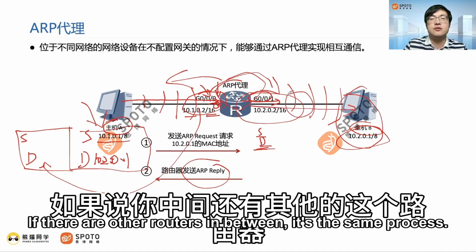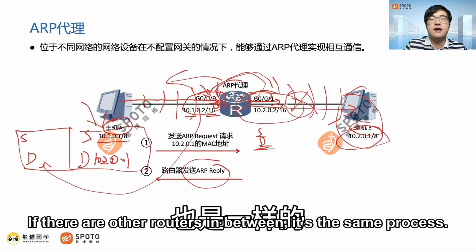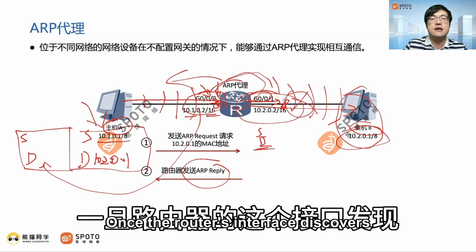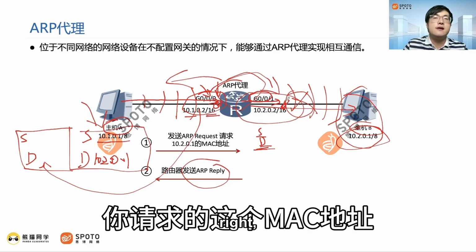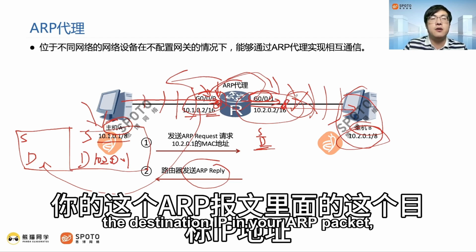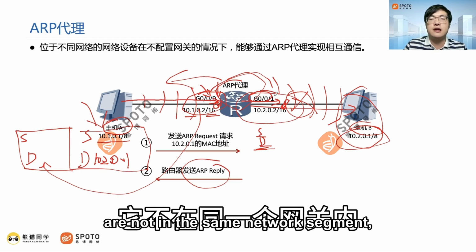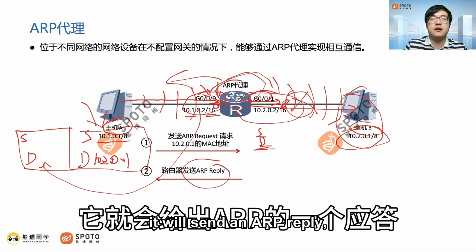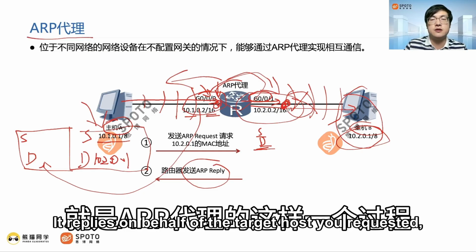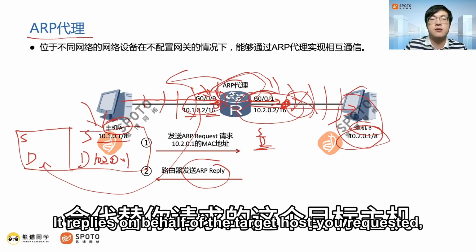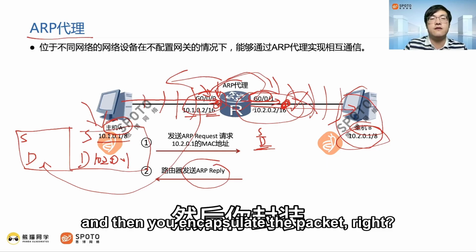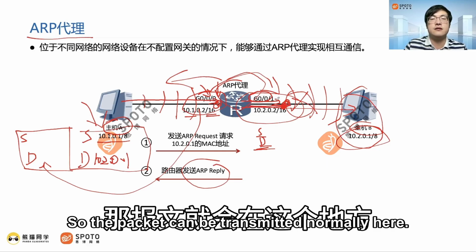If there are other routers in between, it's the same process. Once the router's interface discovers that the destination IP in your ARP packet and the IP address of the interface you're requesting are not in the same network segment, it will send an ARP reply, which is the process of proxy ARP. It replies on behalf of the target host you requested. And then you encapsulate the packet, so the packet can be transmitted normally here.